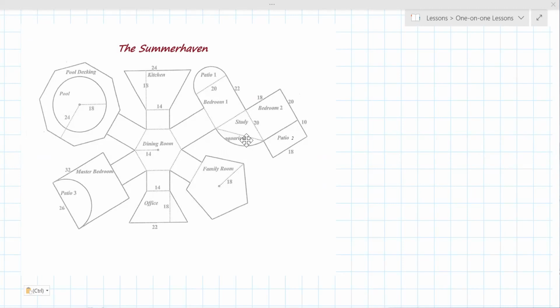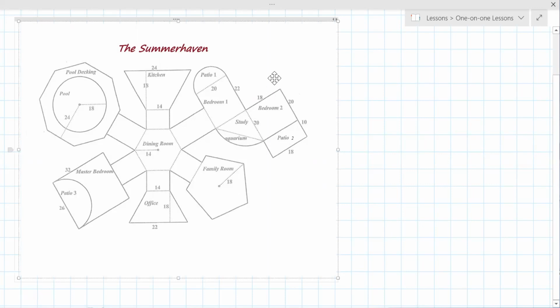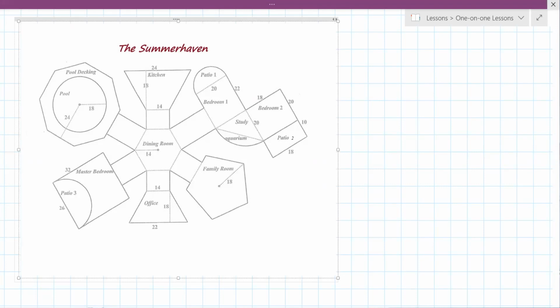So the aquarium is like the crust of the pizza, I guess, in some ways. I don't know if that's what I would call it. The aquarium and the study comprise a sector of a circle. Great. Use special right triangles where appropriate. Use right triangle trig where necessary. State answers in terms of pi until the very end of the calculation.